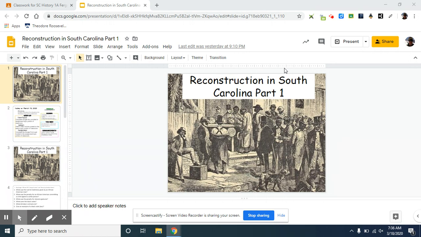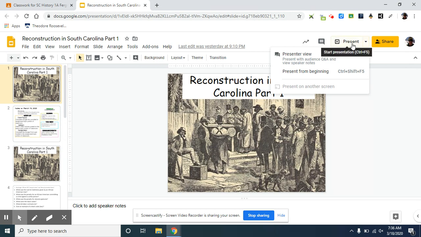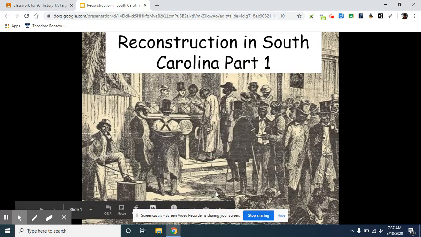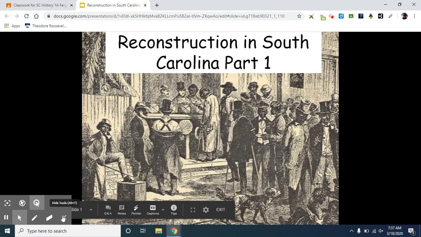What I would like to do today is go over Reconstruction in South Carolina Part 1 and show you a new slide that's going to be included each and every day. So let's see if we can't blow this up for you a little bit. Let's do the presenter view. All right, so here we go. Reconstruction South Carolina Part 1. And here is that new slide that's going to be around here for us.